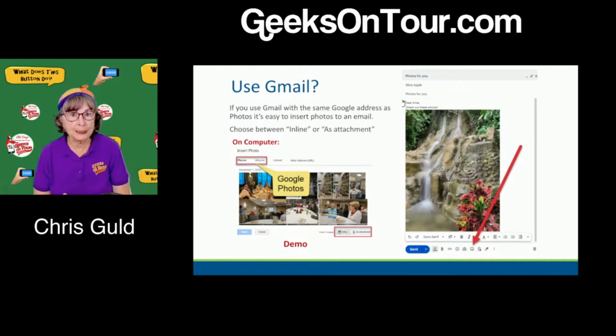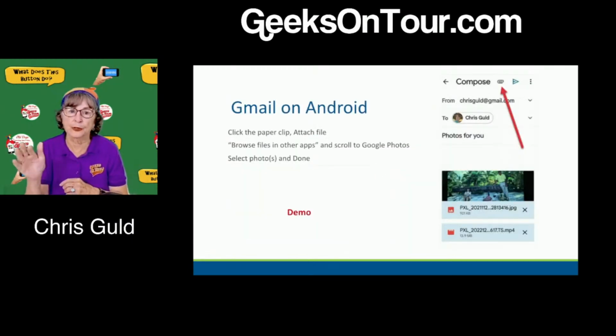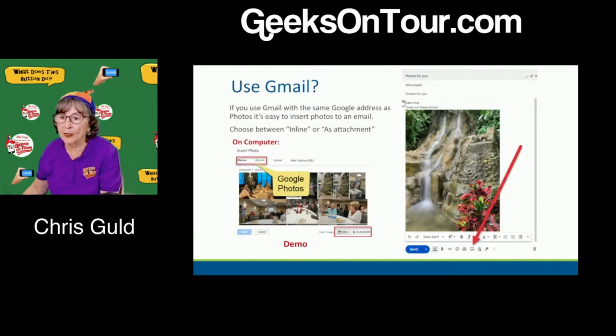So if you use Gmail, it's quite easy. If you use Gmail with the same Google email address as you use Google Photos, then they already have permissions. They're in the one account. So there's a button on your Gmail screen on the computer that looks like a little image. And that means insert image. And once you click there, you have the choice of going to your photos or albums, meaning your Google Photos. You can also upload from your computer, but the point here is sharing your Google Photos.